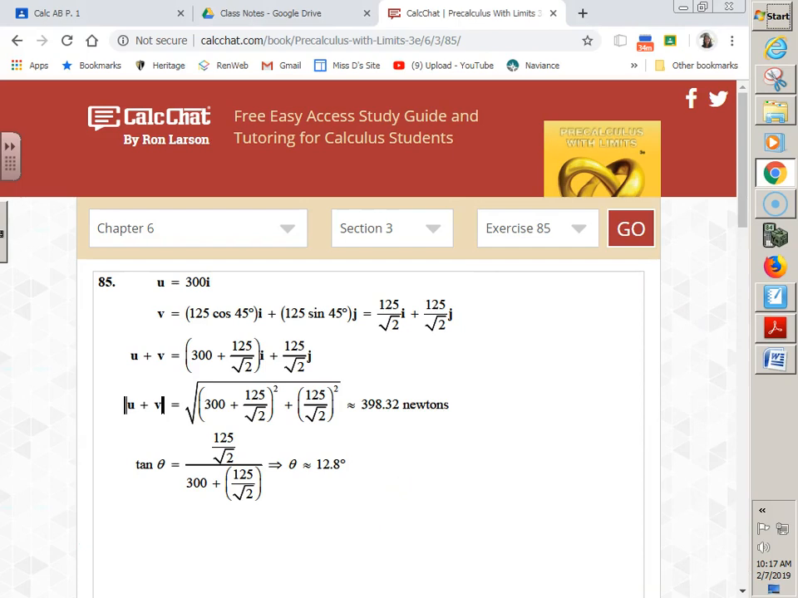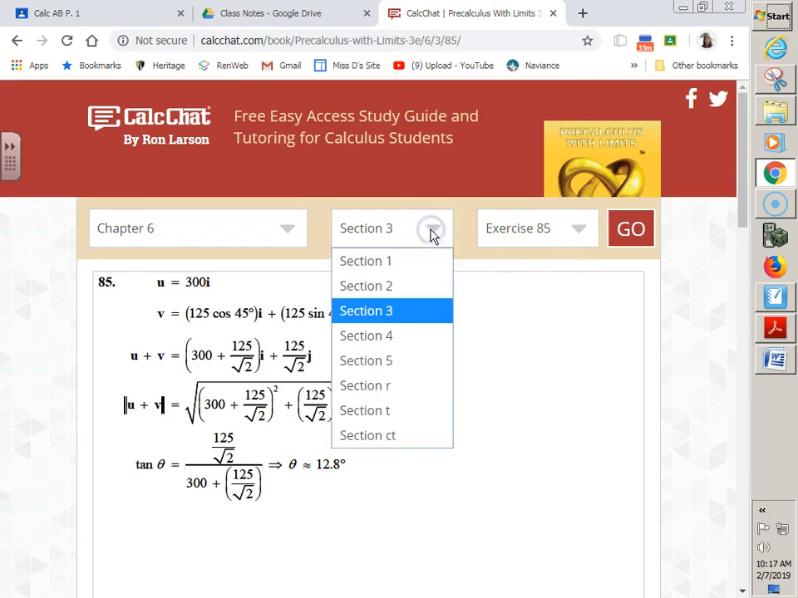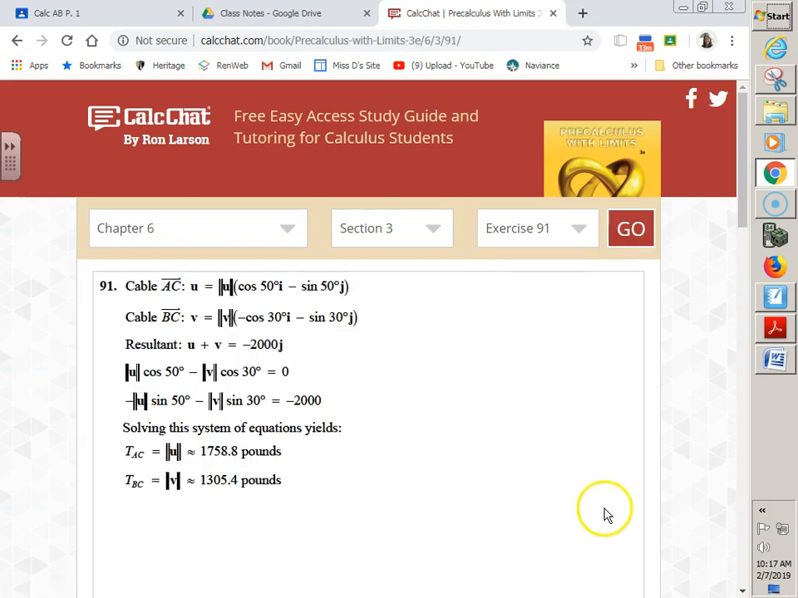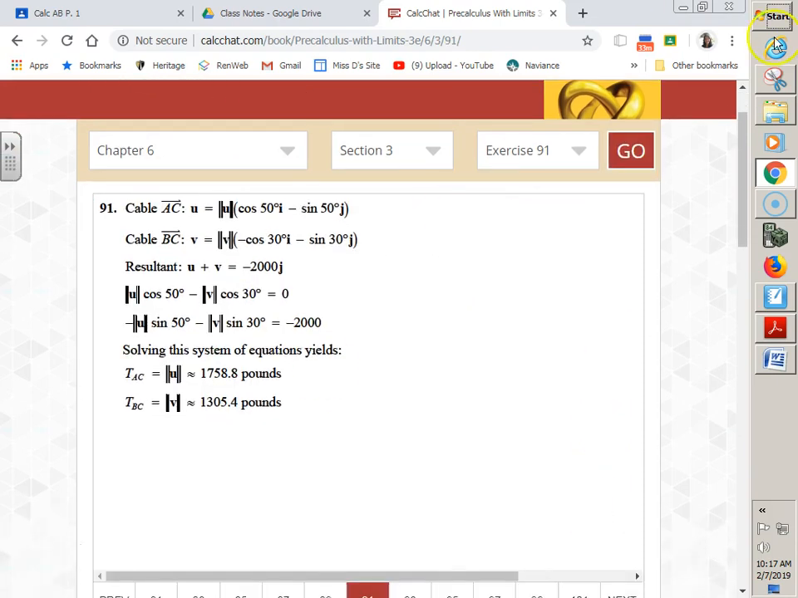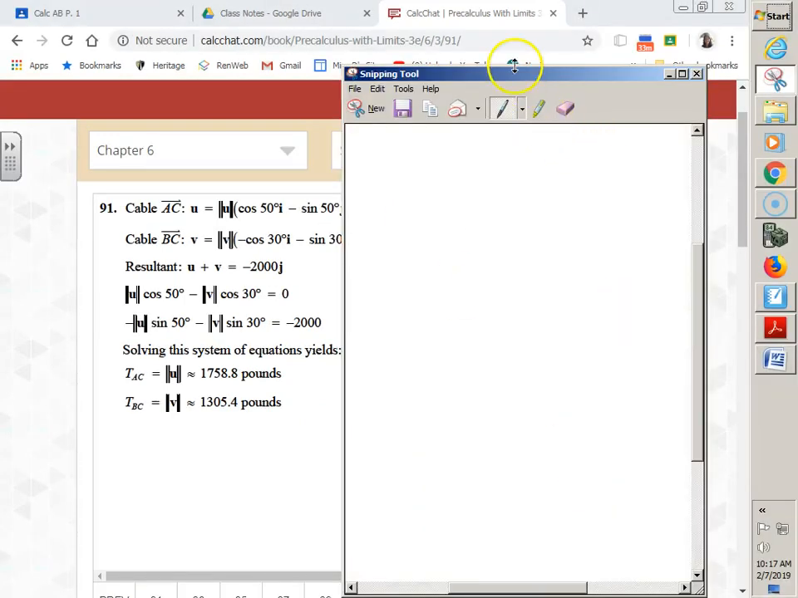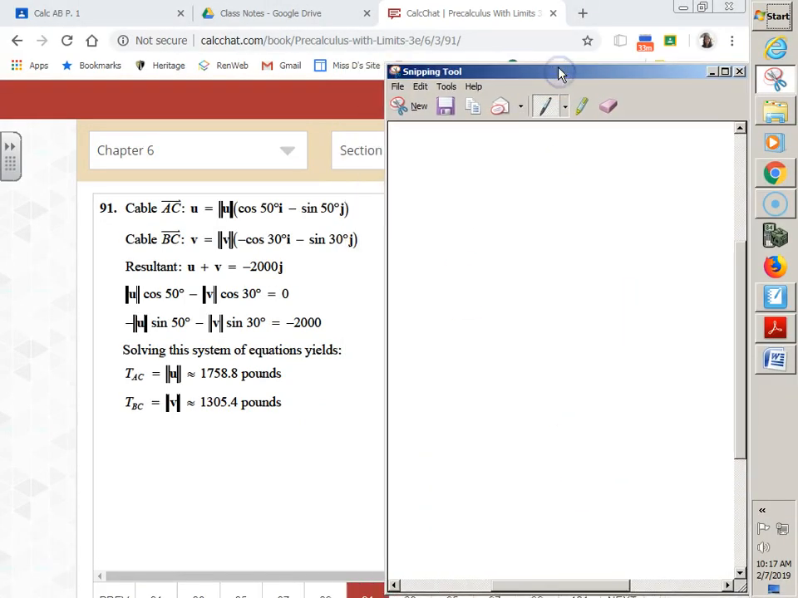We did 85. We looked at 90, whatever it was. What one did we miss? 91? 91. That was a tension one with like a weight. Oh, sorry, still section 3. Thanks, Matthew. You can tell I don't use CalcChat a lot, yeah? There we go. Okay, with this picture, not that picture. There we go.